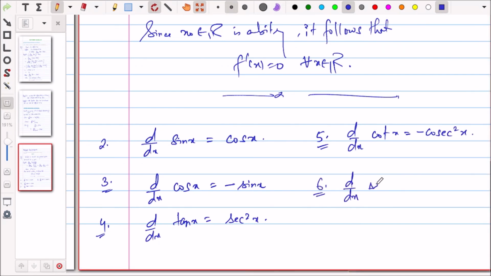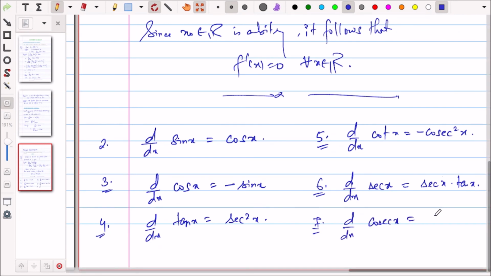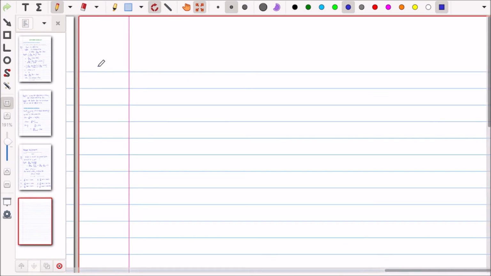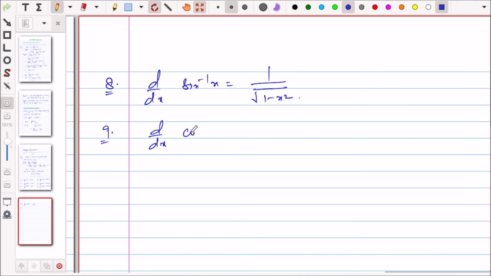d by dx of sec x is sec x tan x. And d by dx of cosec x is minus cosec x cot x. ठीक है? और भी बहुत सारे formulas हैं inverse वाले, वो भी याद कर लेना, क्योंकि कुछ हम use करेंगे. For example, d by dx of sin inverse x is 1 by root 1 minus x square. d by dx of cos inverse x is minus 1 by root 1 minus x square, right? बाकी और formulas हैं वो याद कर लेना.